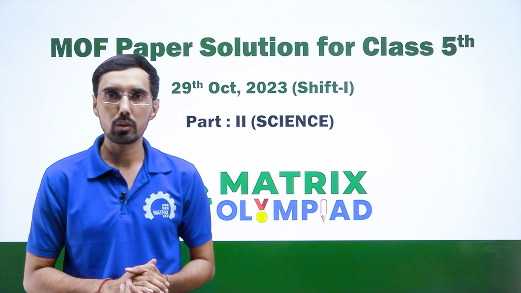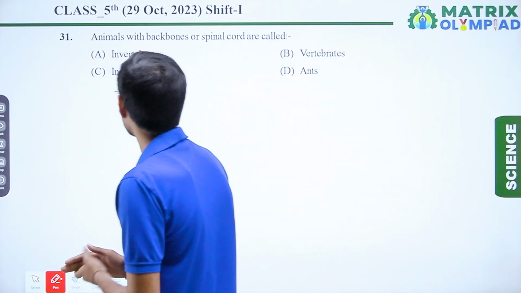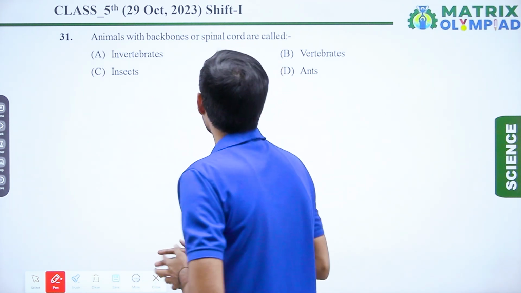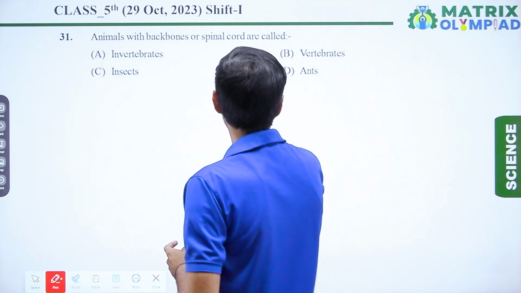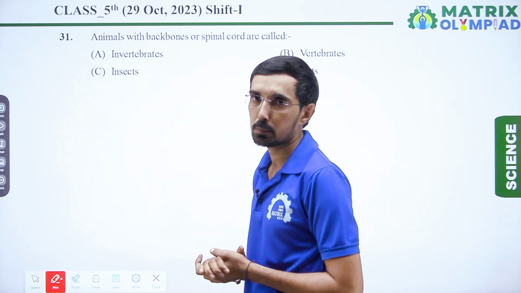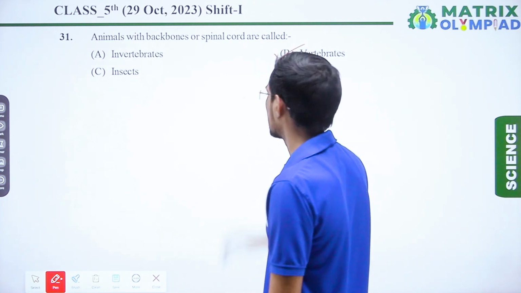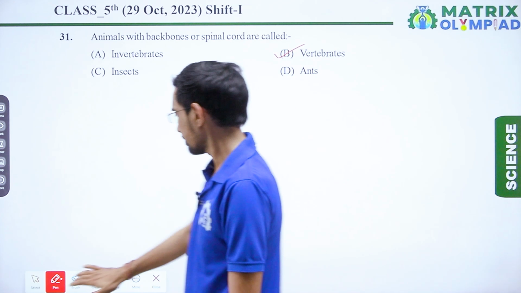Now we will start from the first question. Our first question is, animals with backbone or spinal cord are called. Those animals which have a backbone as well as a spinal cord are basically known as vertebrates. So our correct answer will be option B.